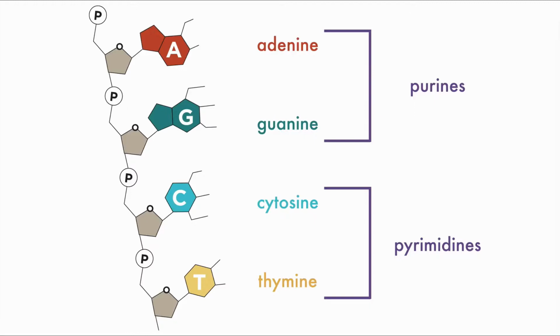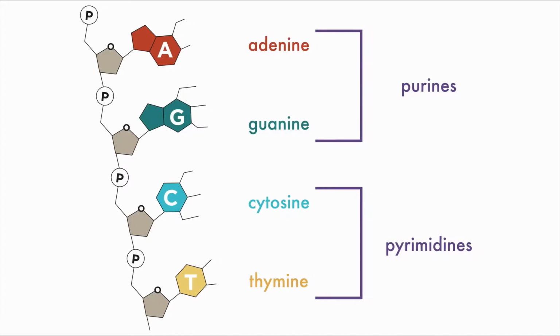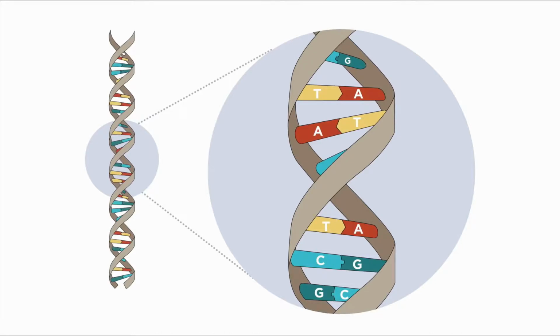A purine always pairs with a pyrimidine, and the slanted shape of the DNA molecule causes it to form a spiral or helix. Because DNA is double-stranded, we use the phrase double helix to describe its structure.